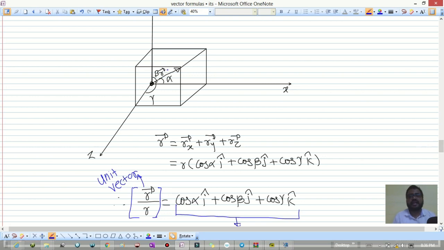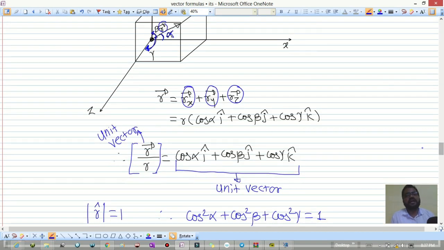So over here, as you can see, r bar is making an angle alpha with the x-axis, an angle beta with the y-axis, and an angle gamma with the z-axis. So r bar we have is rx bar plus ry bar plus rz bar. What is rx bar? It is r cos alpha in i axis, that is the x axis, r cos beta in the y axis, r cos gamma in the k axis.